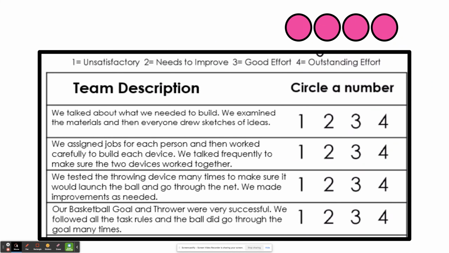And with your team, did you talk about what you needed to build and examine the materials and everyone sketch the ideas? Did you assign jobs for each person and work together and talk frequently to make sure the catapult and the hoop work together? Did you test the catapult many times to make sure it would launch the ball and make improvements as needed? And was it successful? Did you follow all the rules and did it go through the goal many times?